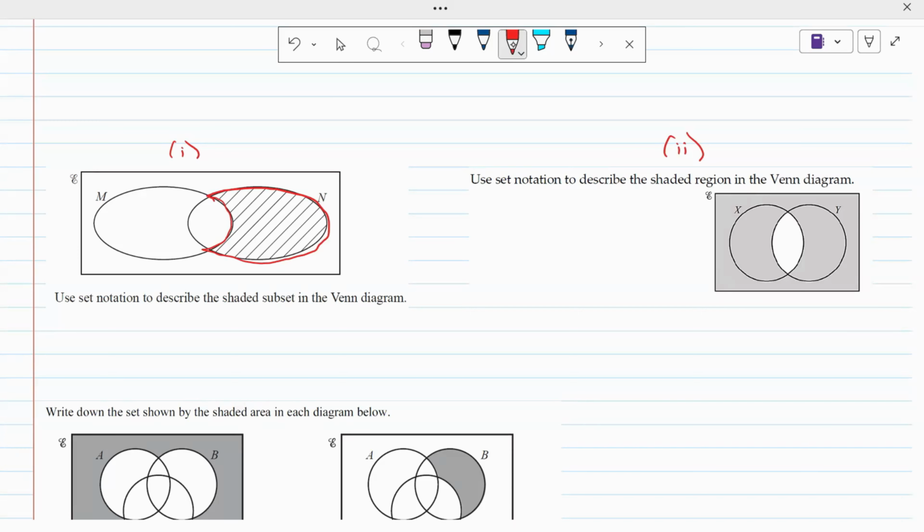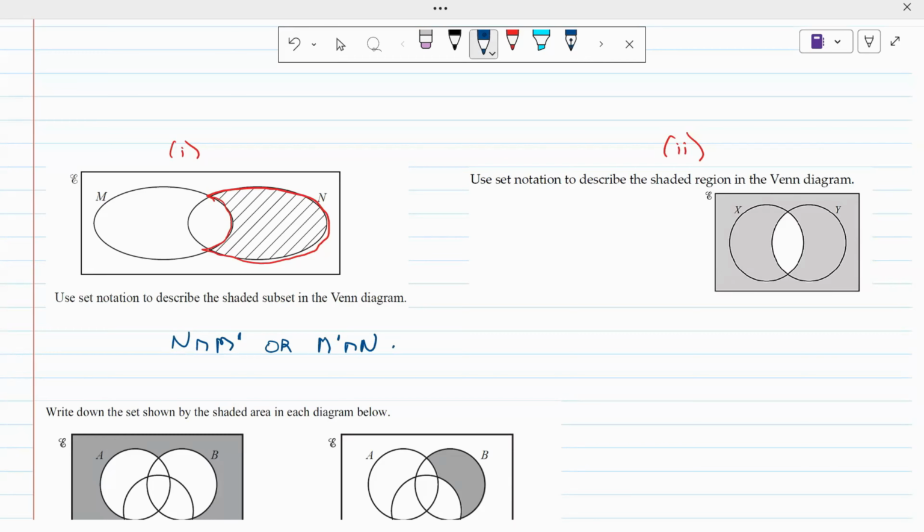Since M has been removed from N, we'll write this as N intersection M complement. Either you write in this way or you write it as M complement intersection N. They both mean the same thing. That means a part of M has been removed from N.